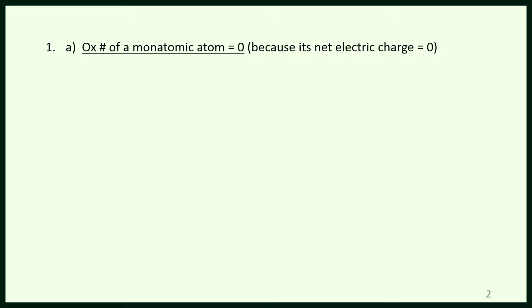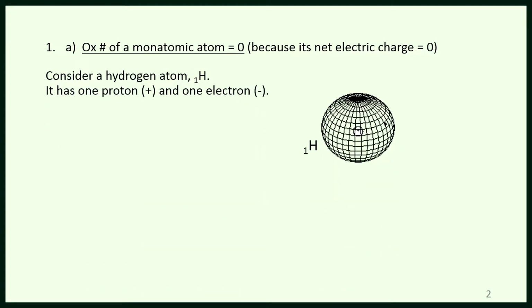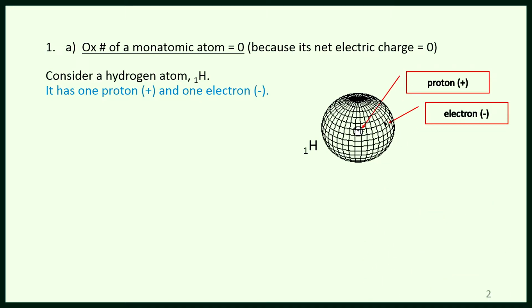First case, oxidation number of a monatomic atom. We will see that it's always equal to 0 because the total or net electric charge in an atom is 0. Let's look at the simplest atom, hydrogen, element number 1 on the periodic table. It has one proton positively charged in the nucleus and one electron negatively charged outside the nucleus. If you add these two charges together, they equal 0, and therefore the oxidation number of hydrogen is also 0.